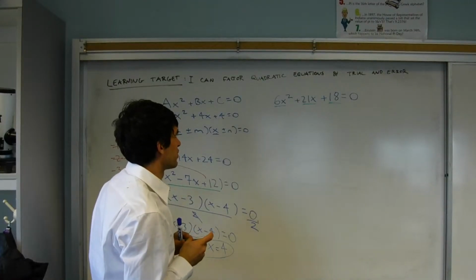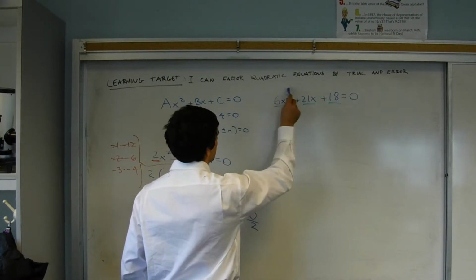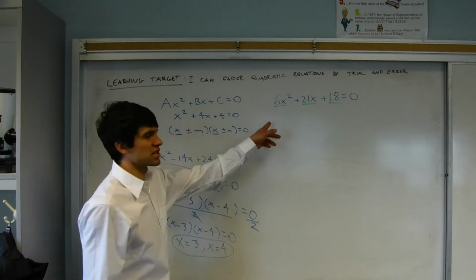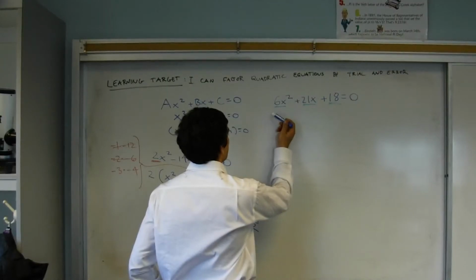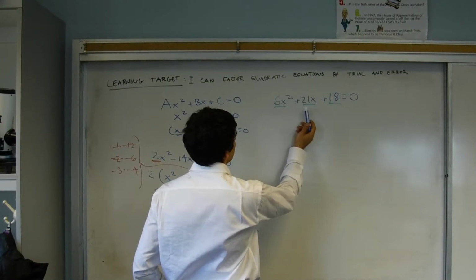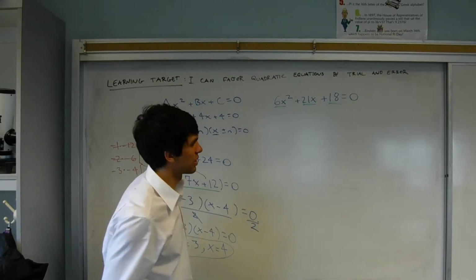So are they each divisible by, we can start with numbers that 6 is divisible by, since that's our smallest number. So is 6 divisible by 2? Yes. Is 21 divisible by 2? No. So 2 is not going to work.